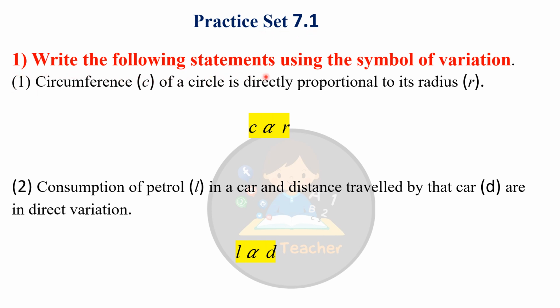Write the following statements using the symbol of variation. 1. Circumference C of a circle is directly proportional to its radius r. So, C is directly proportional to r. Number 2. Consumption of petrol L in a car and distance traveled by that car d are in direct variation. That means L is directly proportional to d.